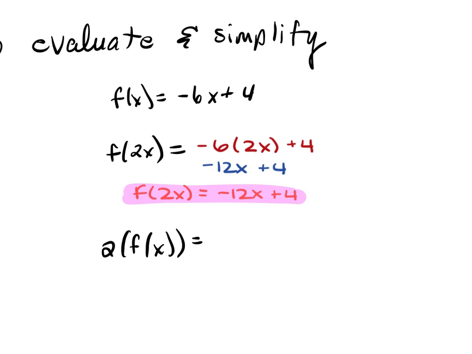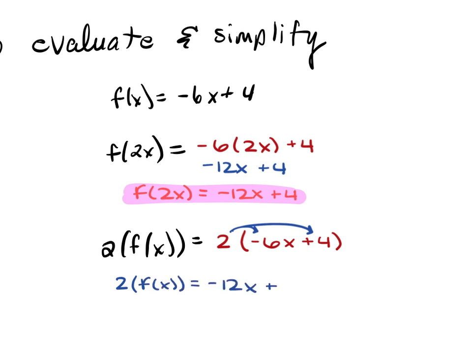For the next one, we have 2 times f of x. So you're going to be doing 2 times whatever f of x is, which is that negative 6x plus 4. So you're going to distribute this 2 in. This is going to leave us with 2 times f of x is equal to negative 12x plus 8.